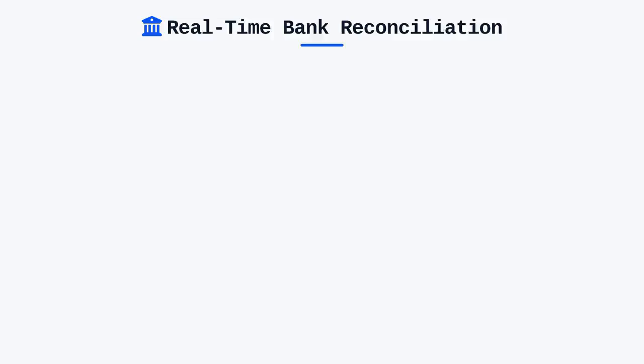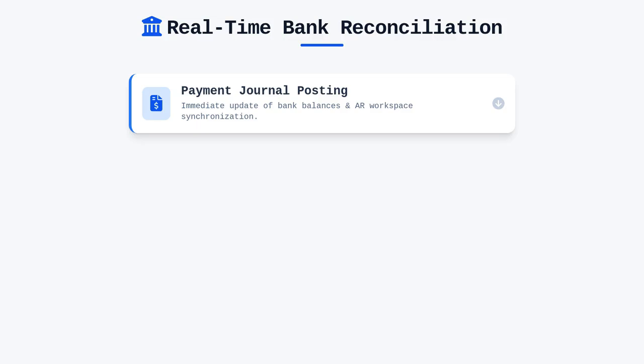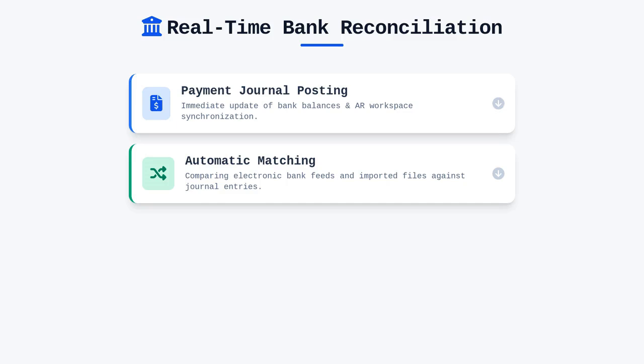Real-time bank reconciliation begins the moment a payment journal is posted, as the system immediately updates the associated bank account balance. This tight integration ensures that the financial data seen in the accounts receivable workspace remains perfectly synchronized with the organization's cash position. When electronic bank feeds or imported files are used, the system attempts to perform automatic matching between bank transactions and the entries created in our journals.